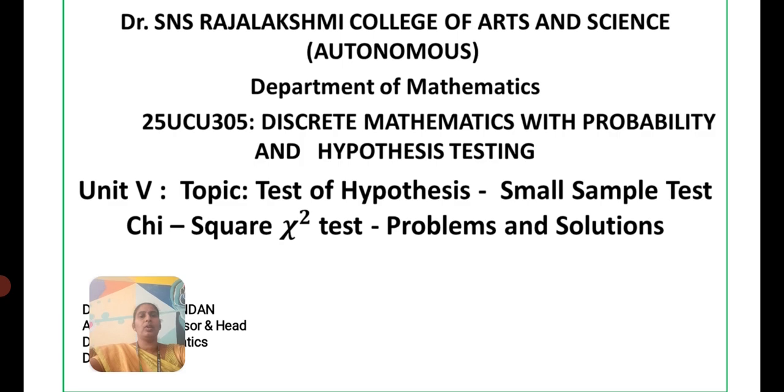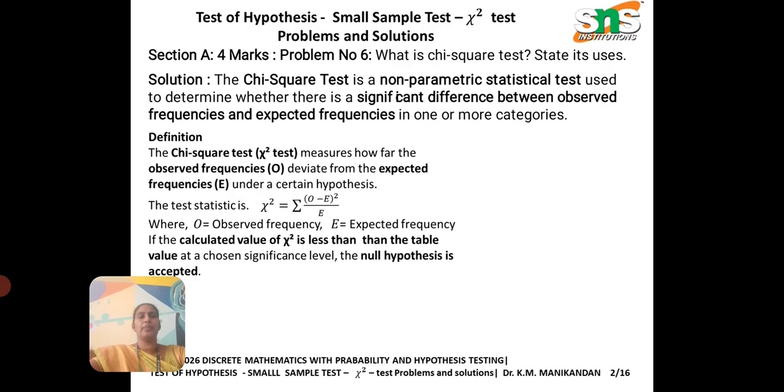So today we are going to present the Chi-square test and some of the concepts of the Chi-square, definitions of and formulas for the Chi-square, and how to apply the Chi-square for the small sample test also we are going to explain. This comes under the course Discrete Mathematics with Probability and Hypothesis Testing.